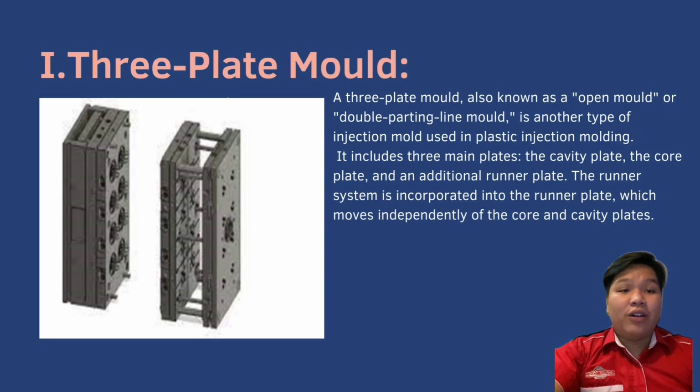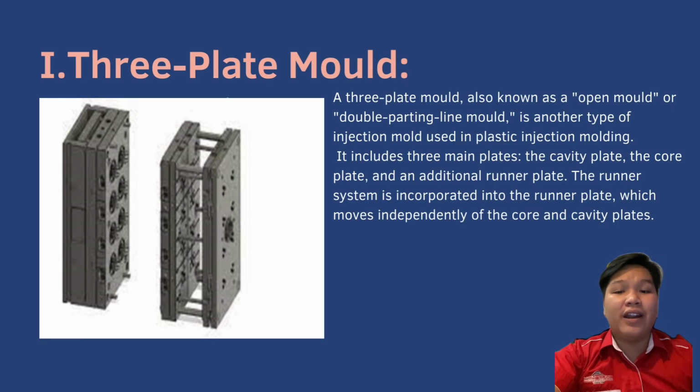A three-plate mold, also known as an open mold or double parting line mold, is another type of injection mold used in plastic injection molding. It includes the cavity plate, the core plate, and an additional runner plate. The runner system is incorporated into the runner plate, which moves independently of the core and cavity plate.